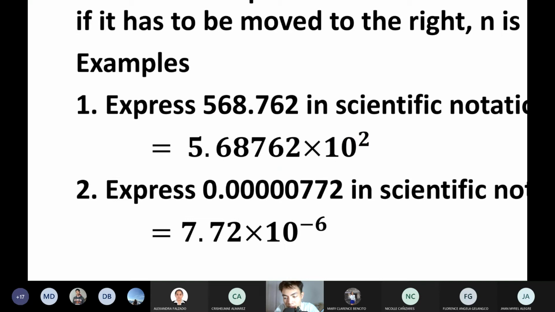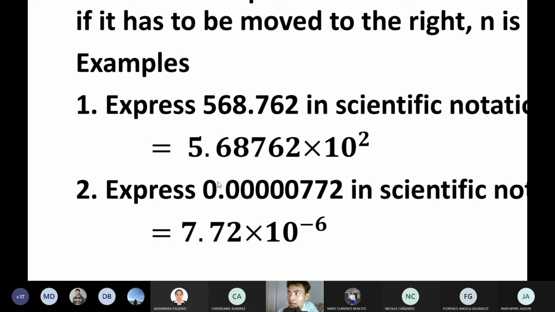Punta naman tayo dito sa baba. So, express 0.00000772. Ayan. Ang dami. 772. Ano gagawin natin? Is this number okay na? Hindi. Kasi if my decimal point is here, this is less than 1. Ano ba yung criteria? At least greater than 1. Okay. Ang puti-puti ko pala sa picture. Ayan.